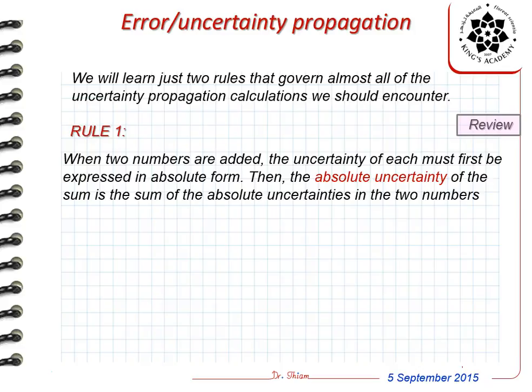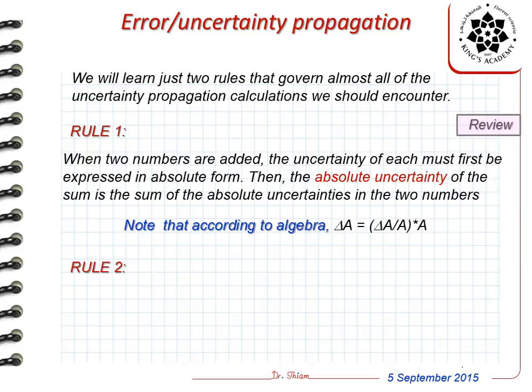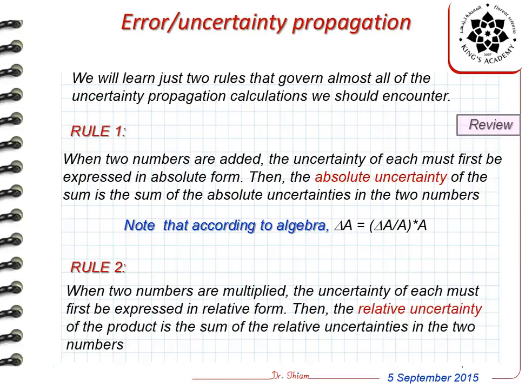Okay, you add the uncertainties up. And this is important to know. It's just very simple algebra. Delta A equals delta A over A times A. So the A's cancel out, and you're left with delta A. This is important because it will help us determine the absolute uncertainties when we have the relative uncertainties, just by multiplying by A, which is again the number.